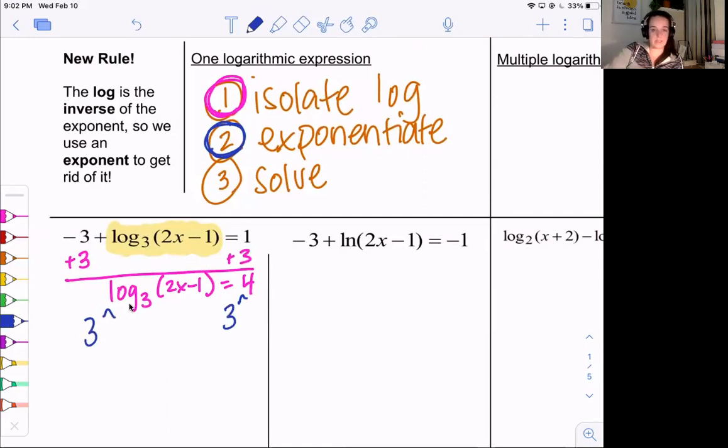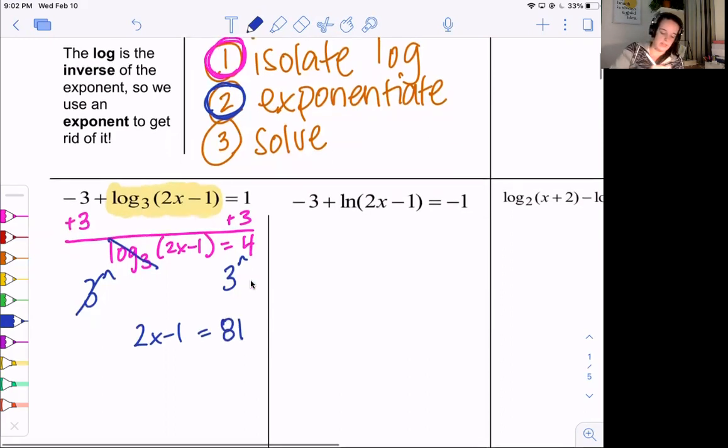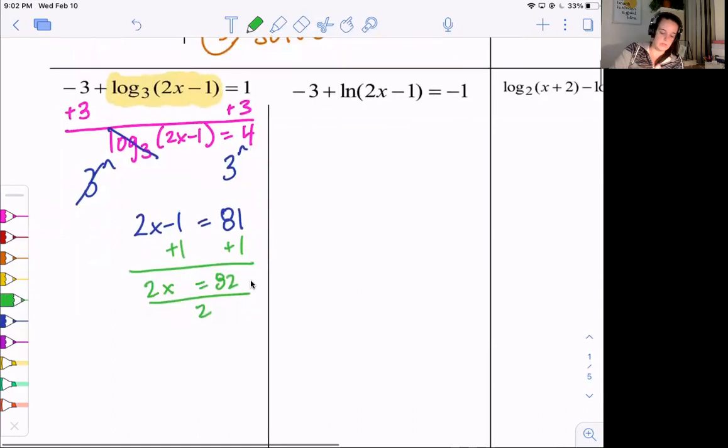So you're doing 3 to the power of this side equals 3 to the power of that side. So the 3 and the log cancel and leave 2x minus 1 equals 3 to the power of 4, which is 3 times 3 times 3 times 3, 81. That's my second step, the exponentiate step. And then the third step, just solve like normal. So 2x equals 82, divide by 2, we get x equals 41.